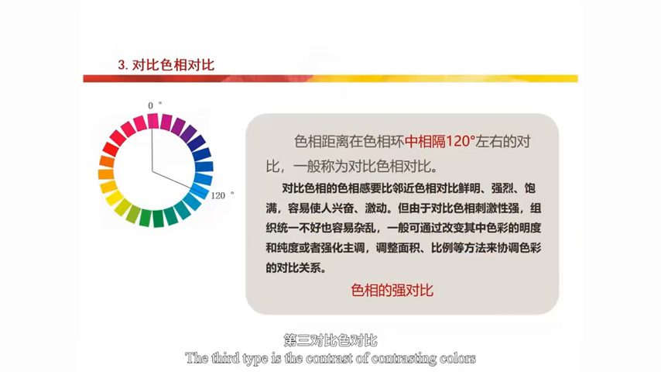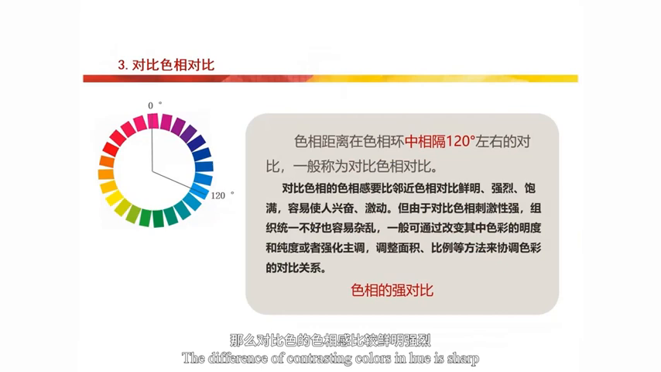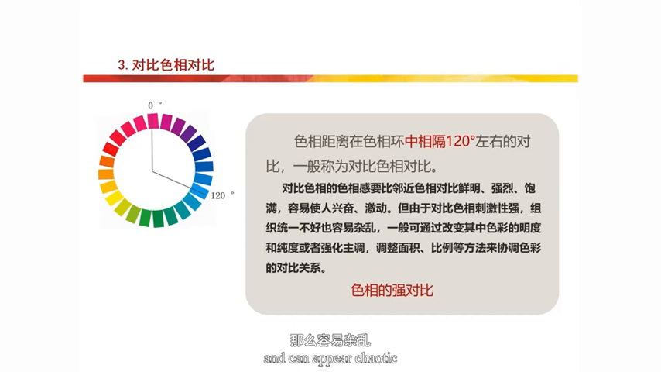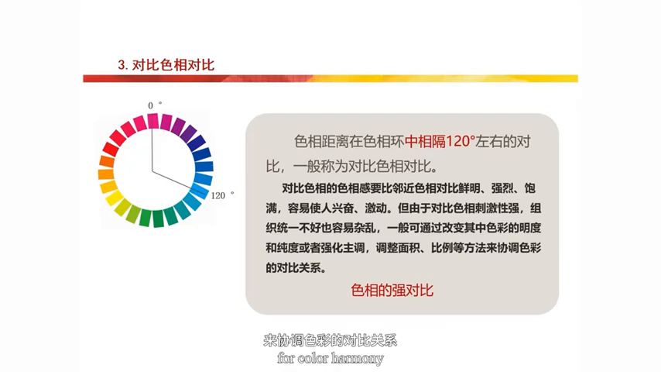The third type is the contrast of contrasting colors. It refers to colors that are about 120 degrees apart on the hue circle. The difference of contrasting colors in hue is sharp, since they don't share the same hue. And thus the contrast is intense and can appear chaotic, not easy to produce a sense of unity. Generally, we can change the brightness and purity of the colors, or strengthen the dominant tone and adjust the area and proportion for color harmony.